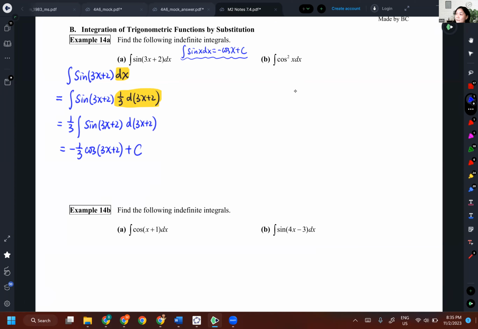For the second one, it's cosine squared. I know we have integration of cosine equals sine, but that cannot be used directly. Let me write it down. We have this formula: integration of cosine equals sine plus c. Now, do you think if I add a square here, I just add a square to the answer? That's not the case. It just doesn't work with integration.